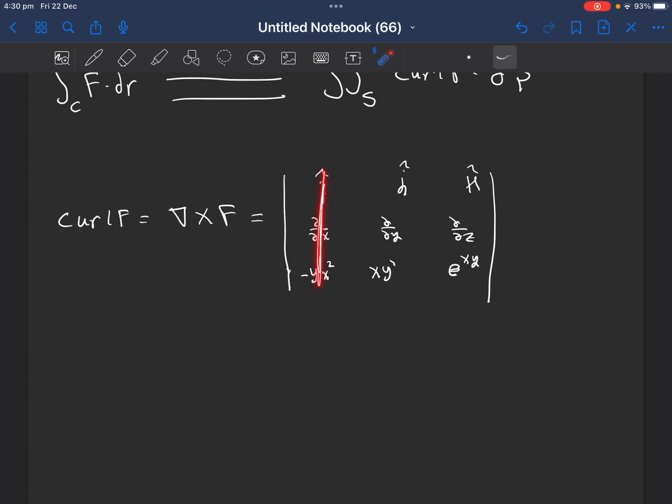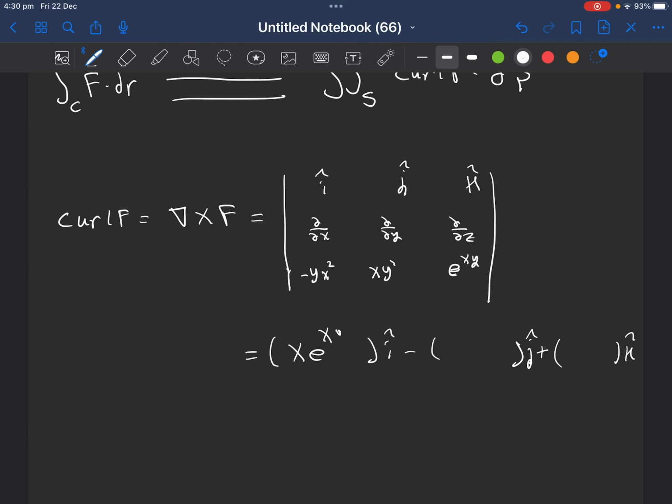So first we cancel the row and column of i, and we do the cross product with the negative. So first we have to do the derivative with respect to y of this function, and what we will get is this. It will be directly x e^(xy). Why? Because the derivative with respect to y of this function, x will come down, e will stay e, and the derivative of xy squared with respect to z is 0.